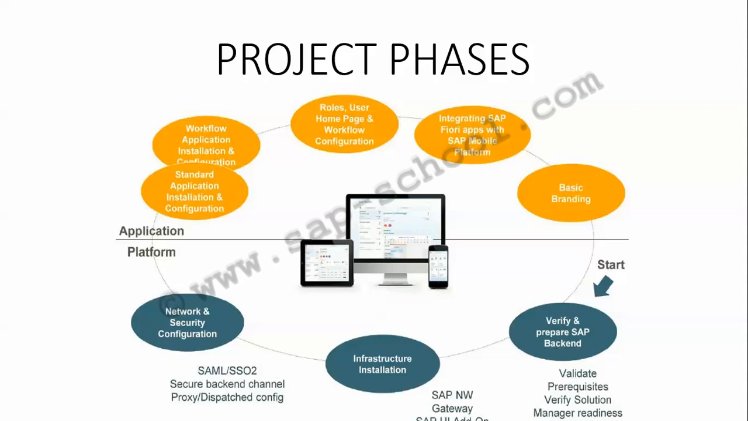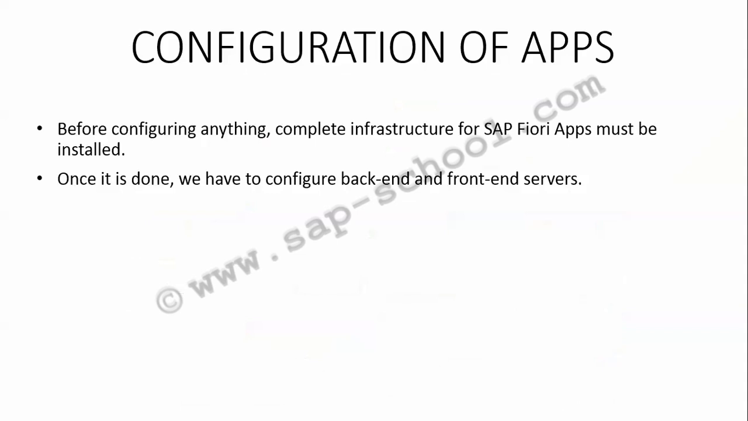Now let's come to the configuration of apps. Before configuring anything we first have to complete the infrastructure of SAP Fiori apps, which must be installed. Once it is done we have to configure the backend and the front end servers. The configuration for SAP Fiori apps is divided into two parts: configuration of transactional apps and the fact sheets, then the configuration of analytical apps. We will cover the configuration of transactional apps and the fact sheets, and we will cover the configuration of analytical apps in a different session after this.